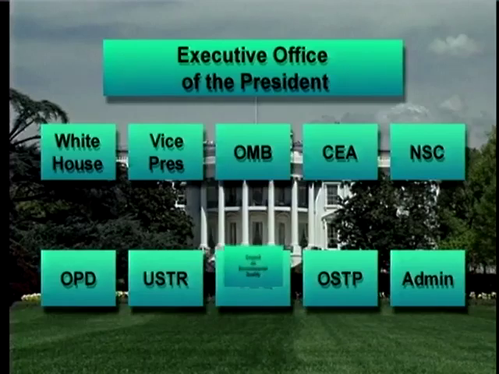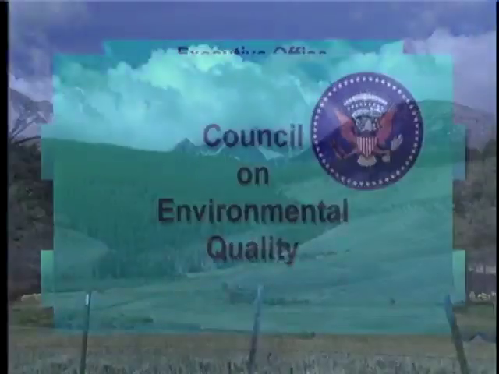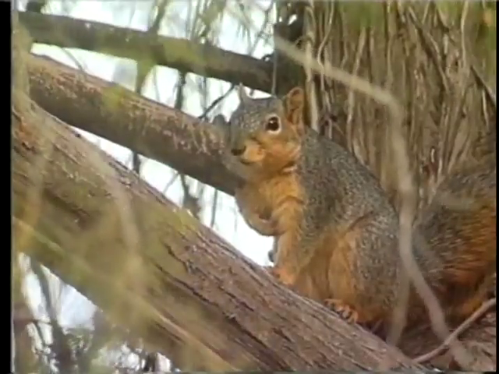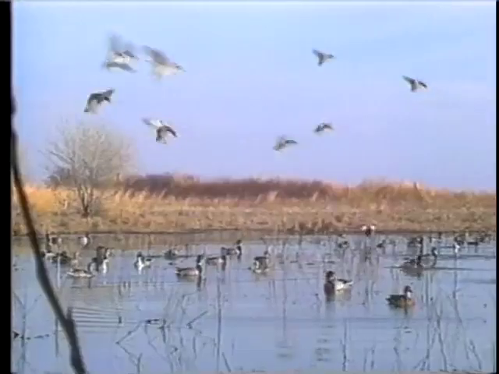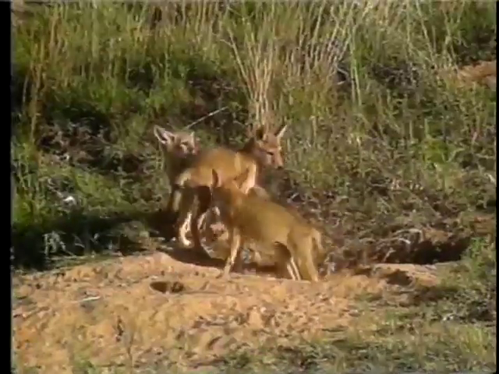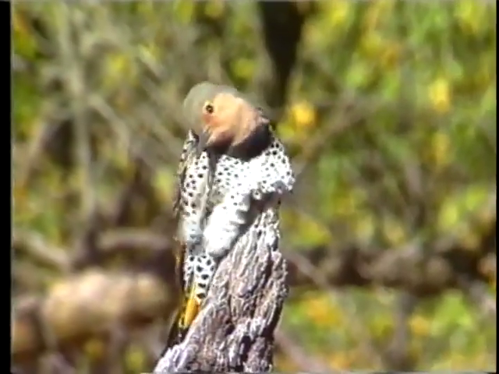The Council of Environmental Quality monitors the nation's environment for the President. This council also prepares, on behalf of the President, an annual State of the Environment report to Congress. Like the Council of Economic Advisers, it consists of 3 presidential appointees and a small staff.